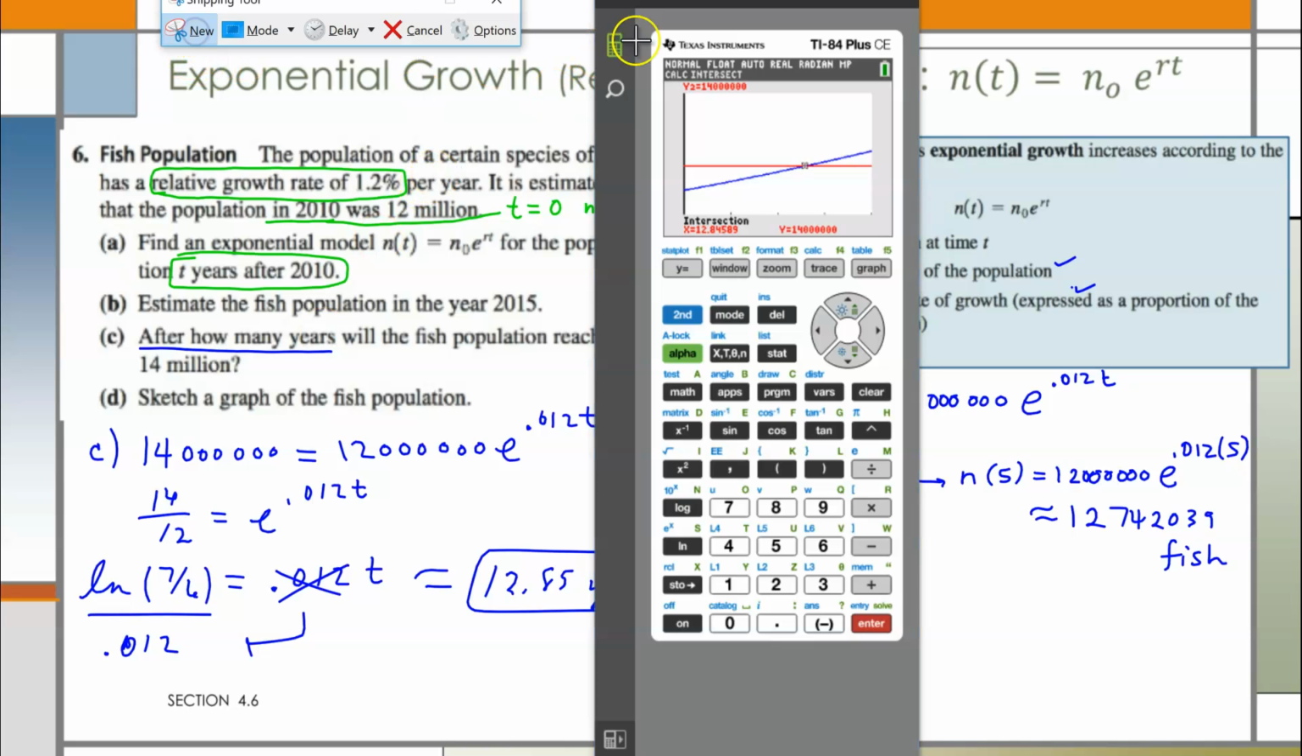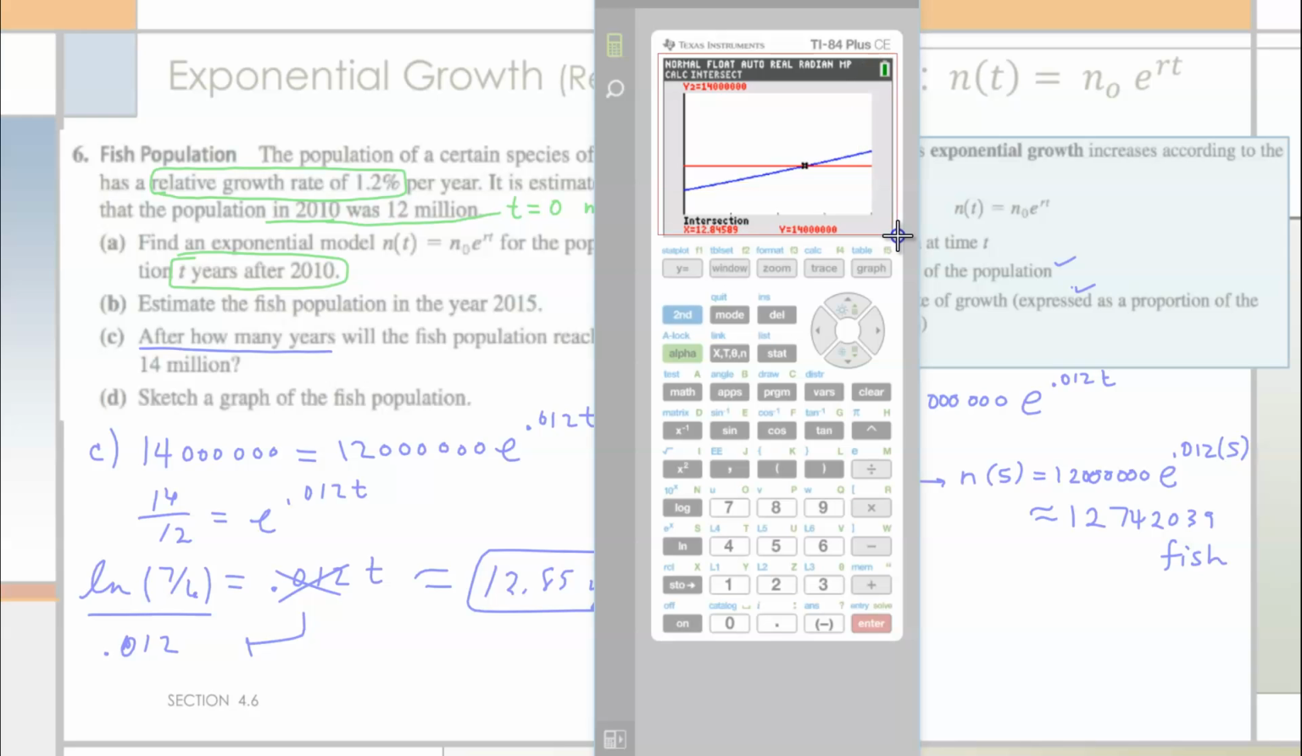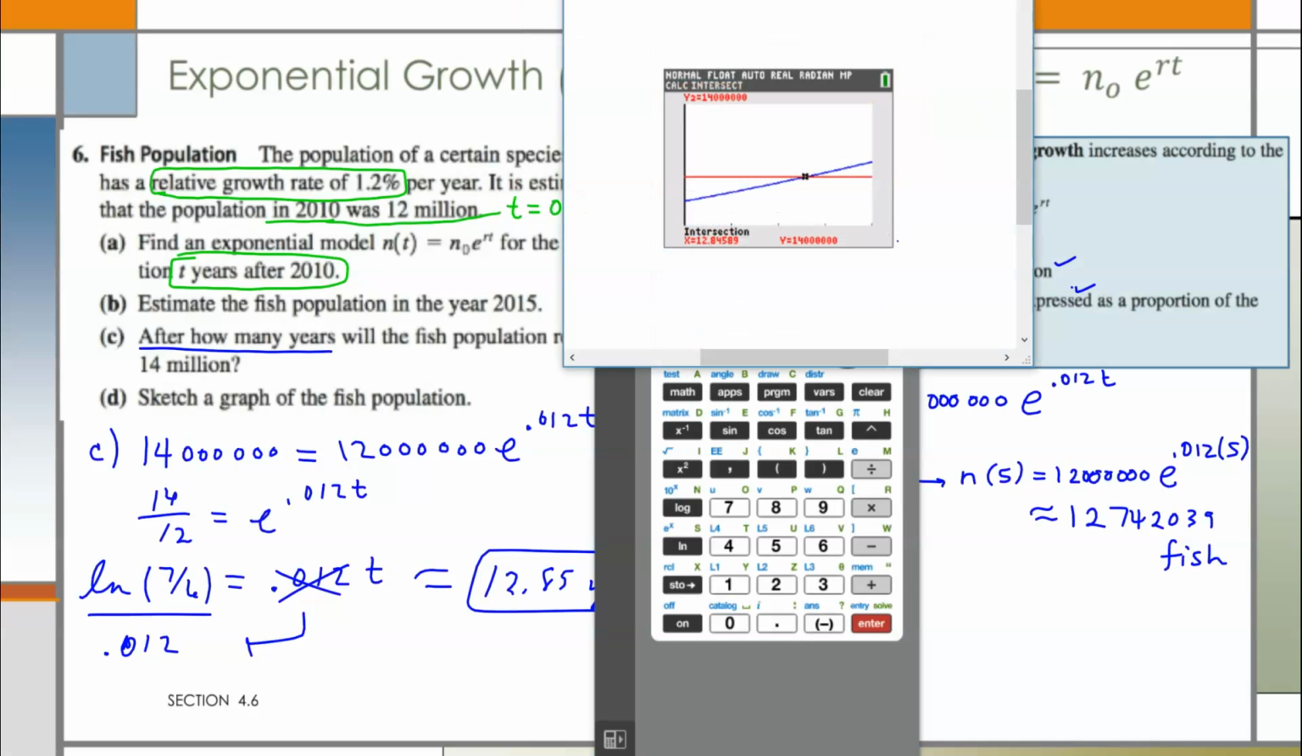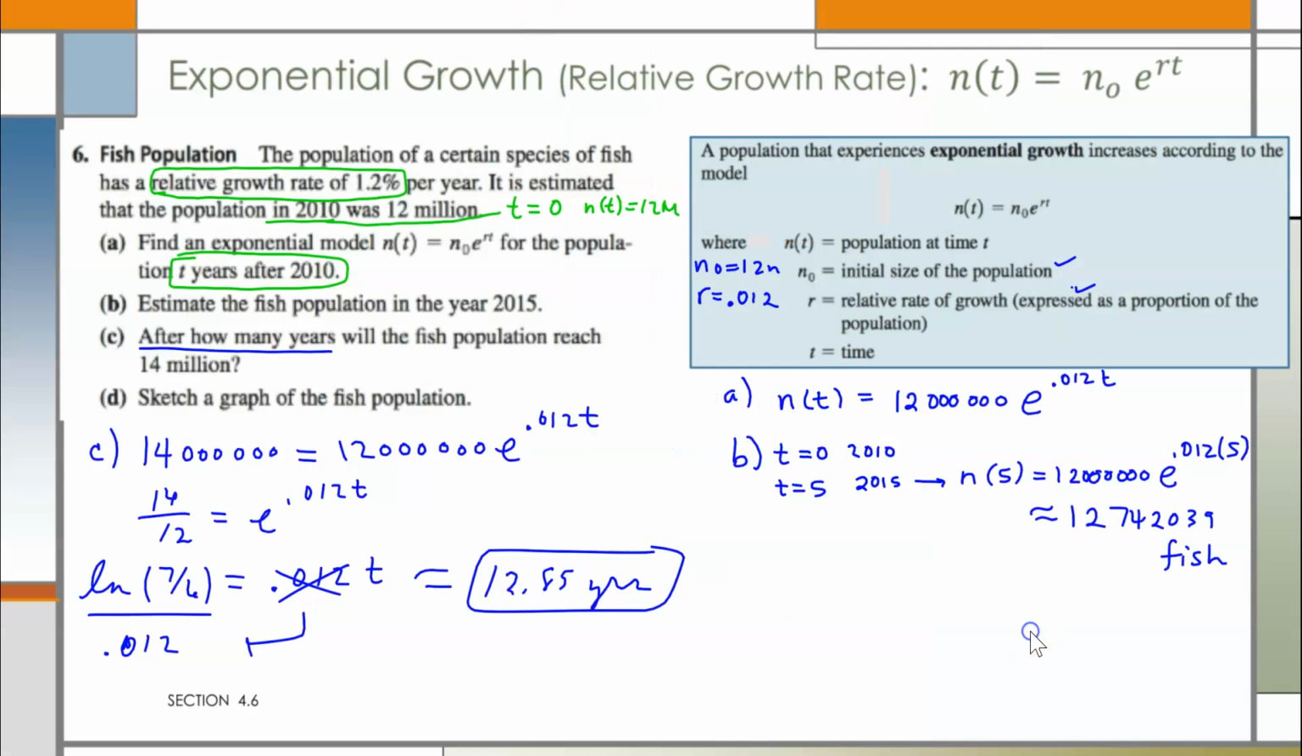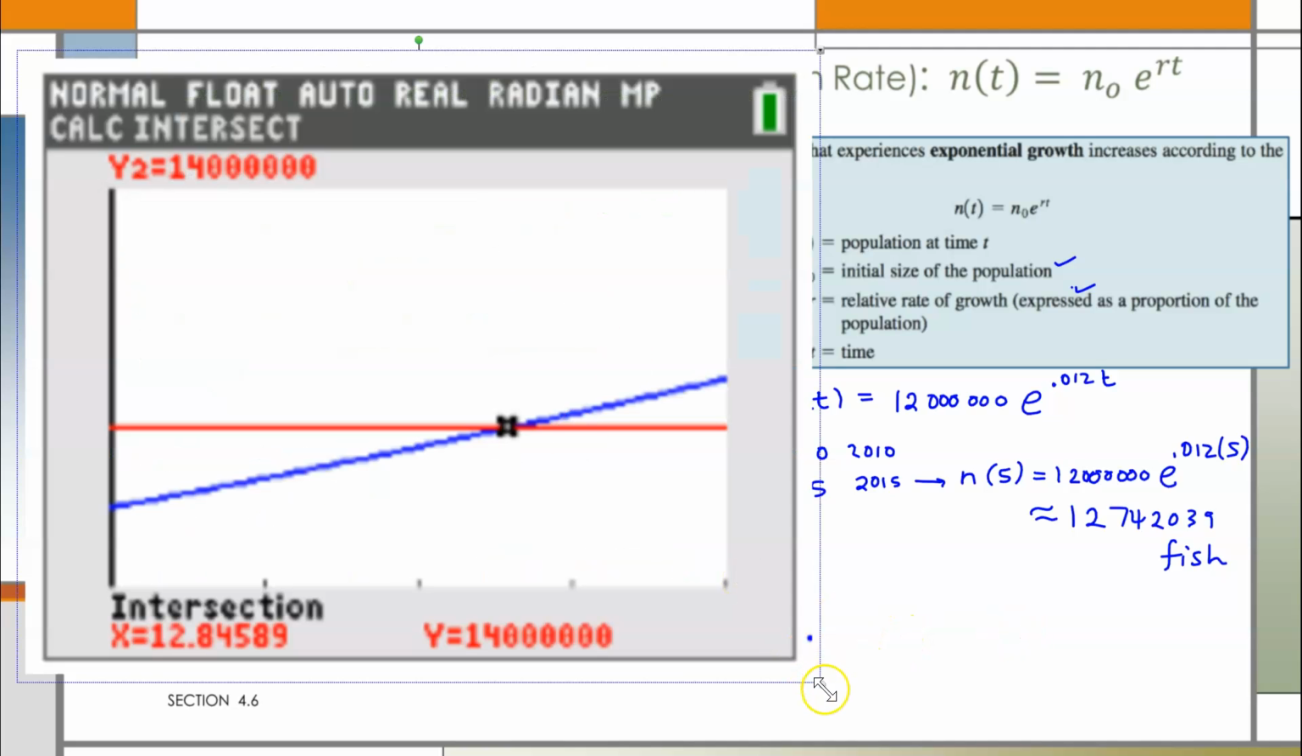Okay, so I'm going to grab this graph and put it on our slides so that I can save, and we have all parts ready to go.